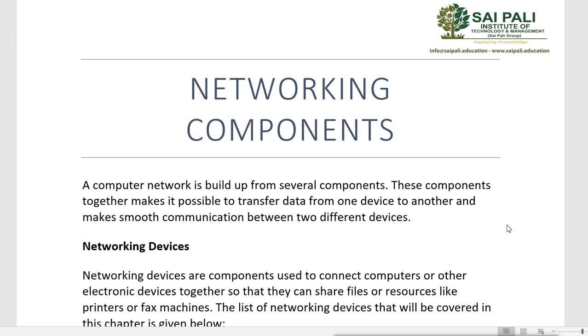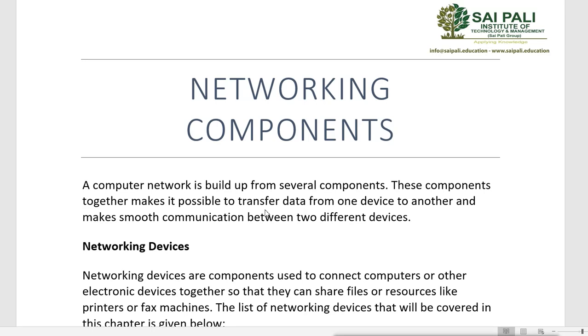Networking components. A computer network is built up from several components. These components together make it possible to transfer data from one device to another and make smooth communication between two different devices. A computer is made up of different components, like the hard disk, RAM, processor, and others.